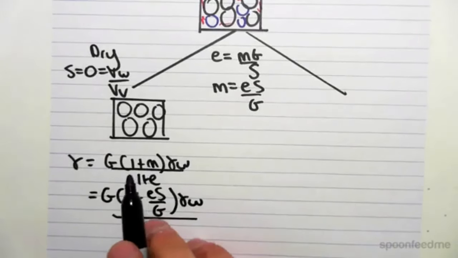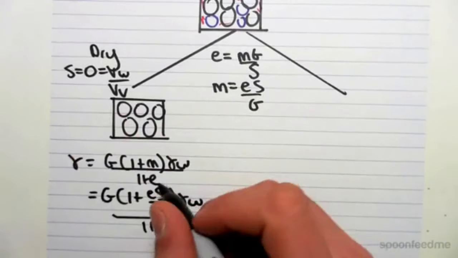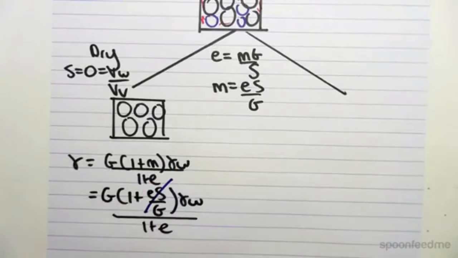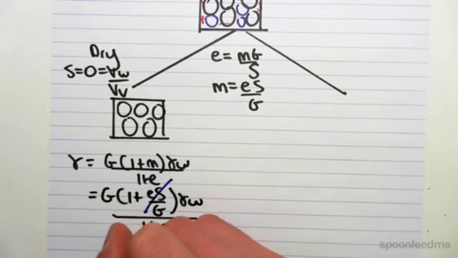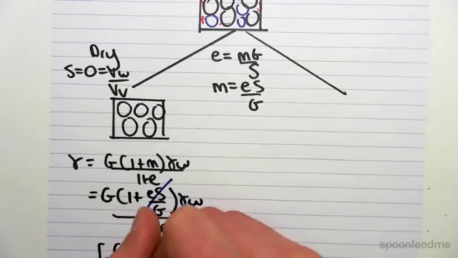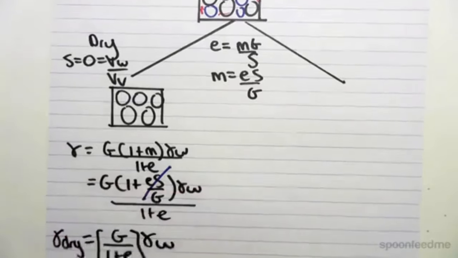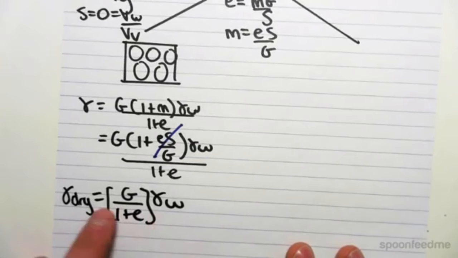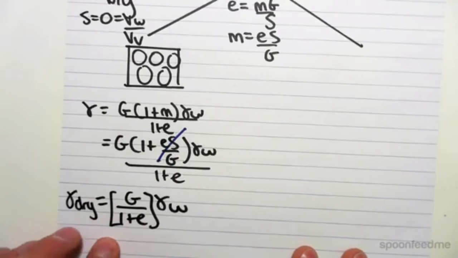Now because we're defining a fully dry sample, our saturation is 0, which means S will be 0 here, so that term cancels out and we are left with G on 1 plus e, times gamma W, and this we define as gamma dry. So the bulk unit weight of a fully dry sample is the specific gravity over 1 plus the void ratio, times gamma water. You can only use this if the sample is fully dry, i.e. its saturation is 0.